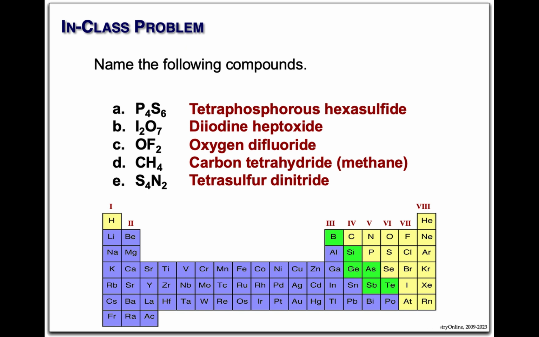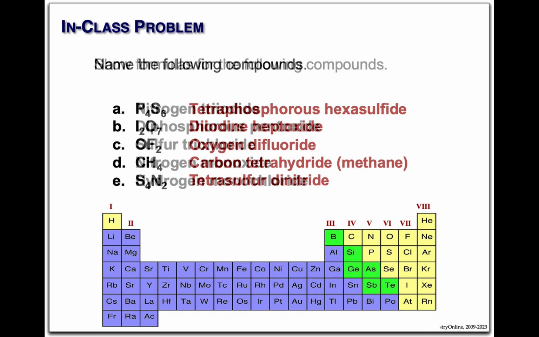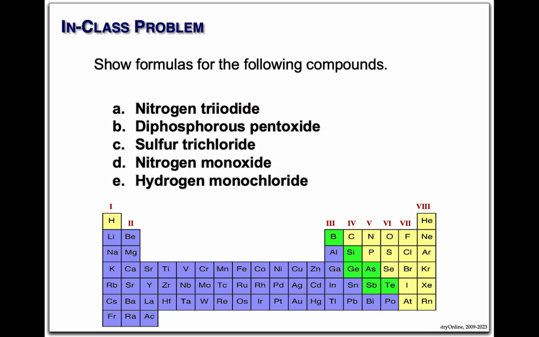Now going backwards is even easier. 1 nitrogen, 3 iodines. 2 phosphorus, 5 oxygens. 1 sulfur, 3 chlorines. 1 nitrogen, 1 oxygen. No. 1 hydrogen, 1 chlorine. Later on in chapter 8, we will call this hydrochloric acid. Any questions?